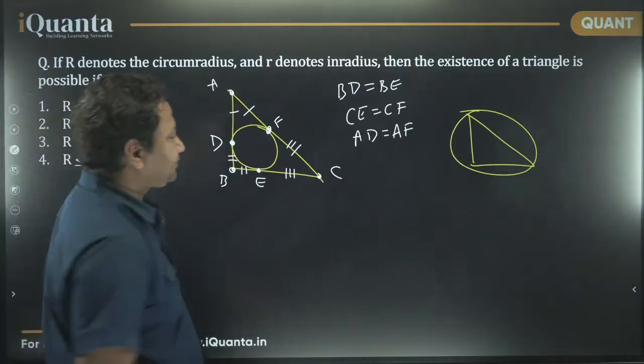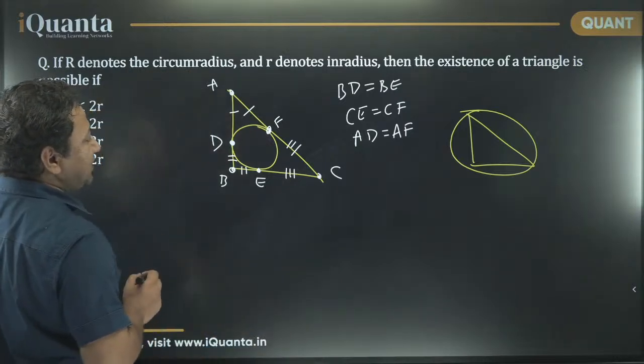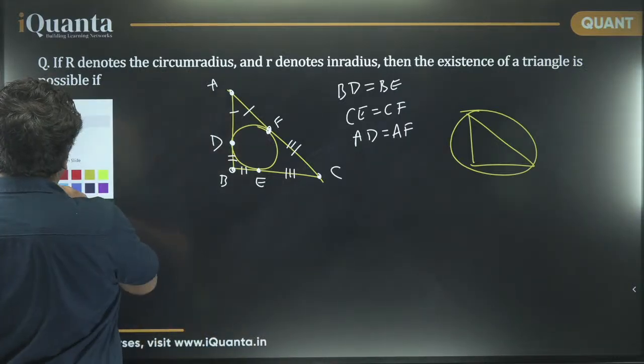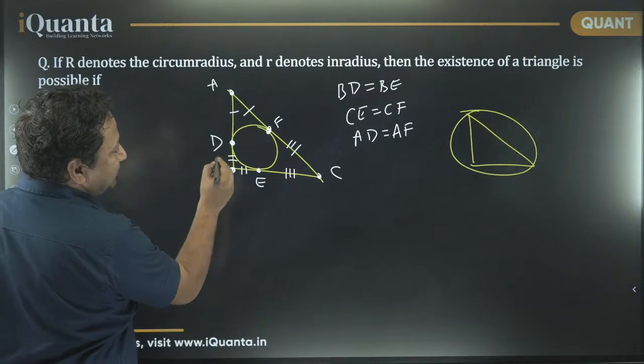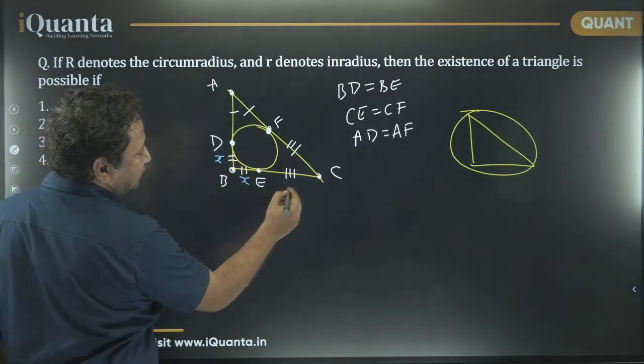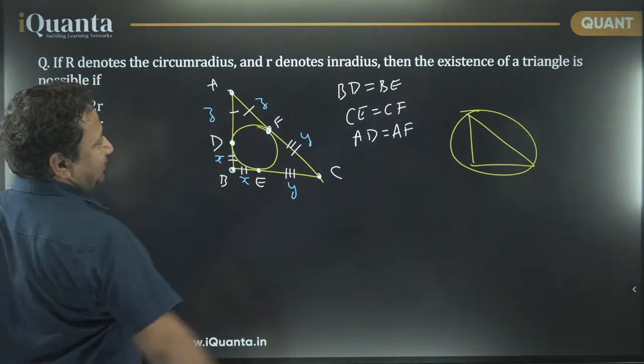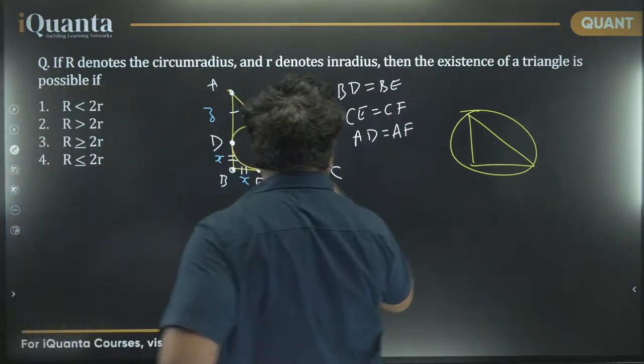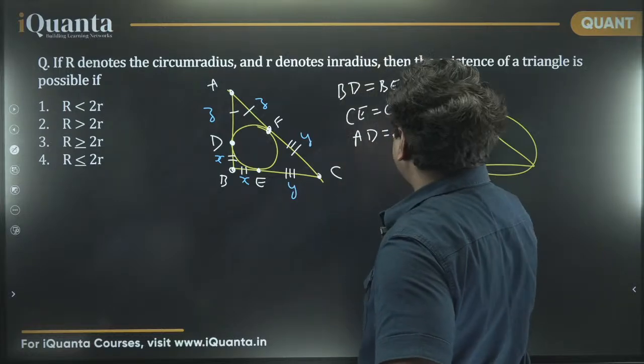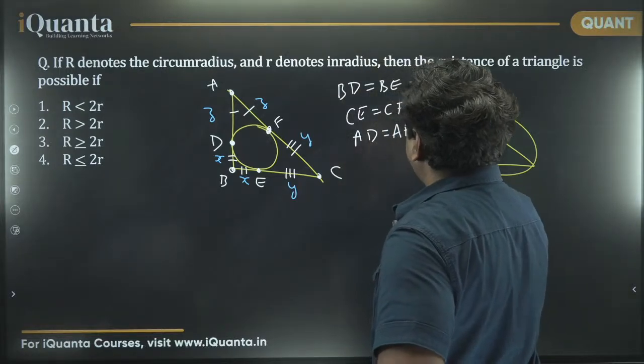Nice. After that, so tell me something. If I assume these values to be, let me say this is X, this is X, this is Y, this is Y, this is Z, and this is Z. All right. Like BD and BE is X, CE and CF is Y, and AD and AF is Z.